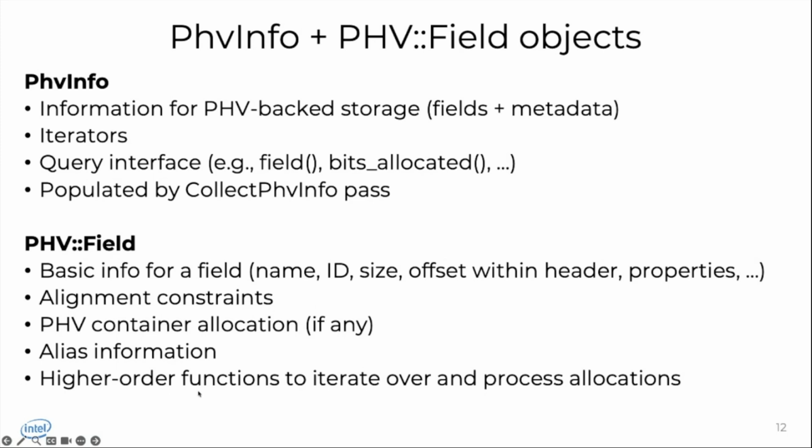And then the PHP field objects have some higher order functions to iterate over and process the allocations. So we can iterate through all the bytes belonging to a field, and we can also iterate through the slices of a field. So maybe at some point, instead of taking the whole IPv4 address, we just need the low 8 bits of it. And that would show up as a slice that's used within the program.